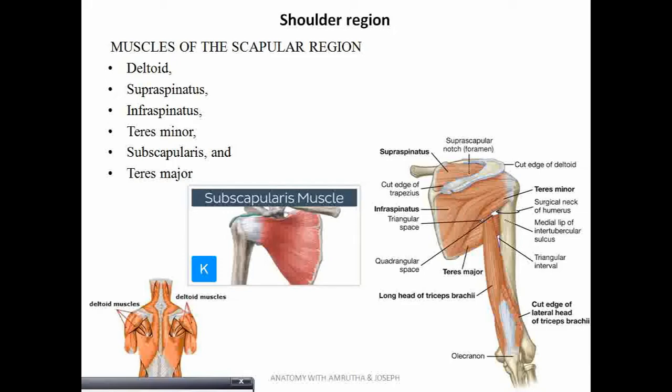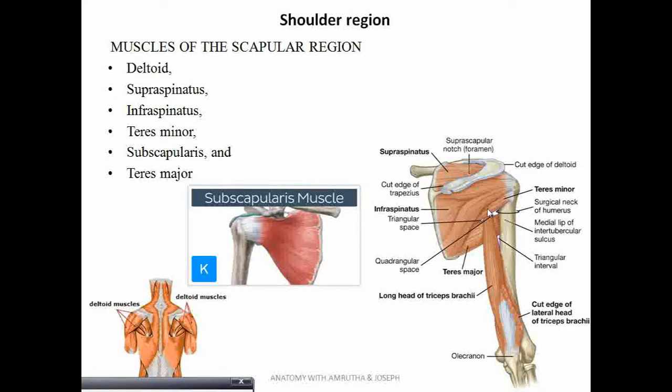Let's begin. Let's see the muscles of the scapular region or the shoulder region. The shoulder region consists of the scapular region, in fact. So that has some muscles called deltoid muscle, supraspinatus, infraspinatus, teres minor.